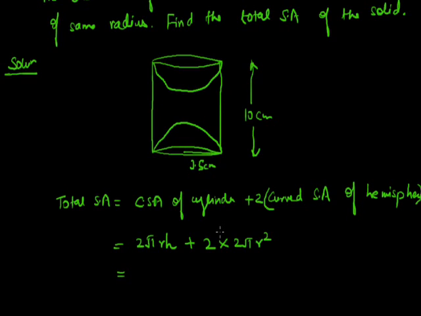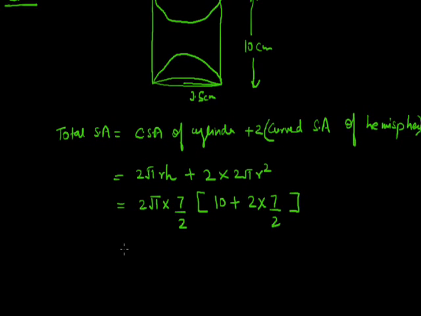Now we'll put in the values of the radius and the height, and accordingly we'll find the total surface area. As you can see, 2 pi r is common, so first we take 2 pi r as common, 2 pi into r, and r is given as 3.5, so we write it as 7 by 2. Now in the bracket h will come, and the value of h is 10, plus 2 into the remaining part, which is again r only, so 7 by 2. This we have taken common, and the remaining part comes in the bracket.